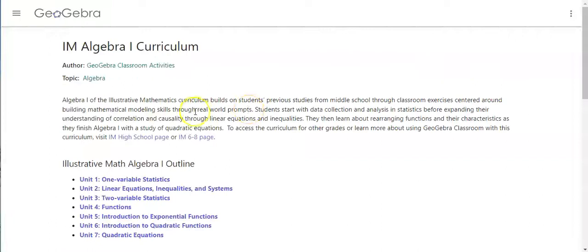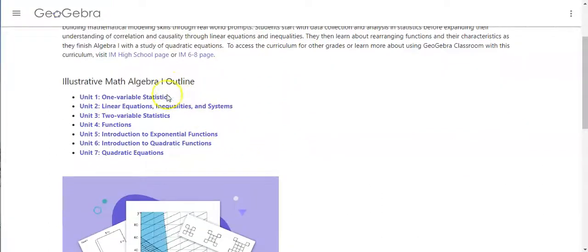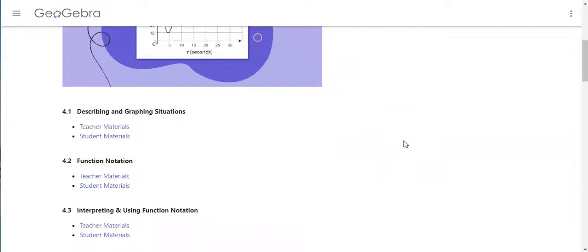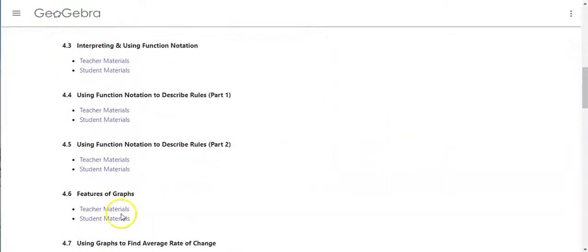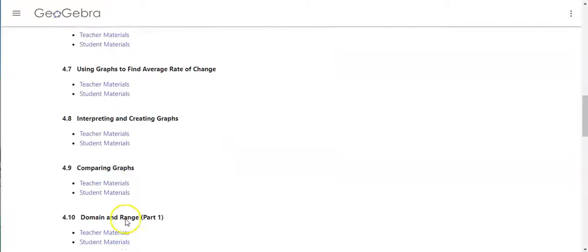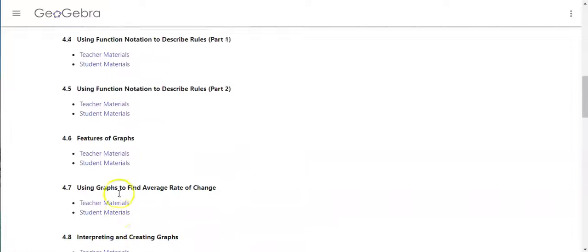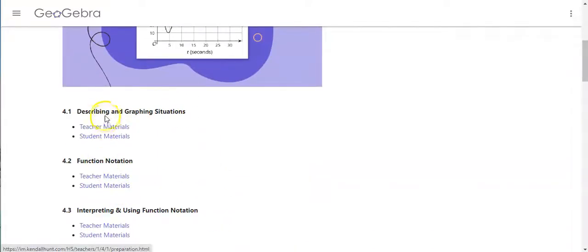We're going to look at Algebra 1. So these are the units that it covers. So since we're currently working on functions, that's the one we're going to look at. So it gives you the chapters, or excuse me, it gives you the sections within the chapter. So it has several in this one. We're going to go back up to the first one where it's describing and graphing situations.